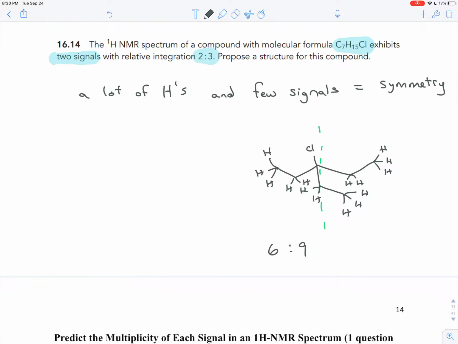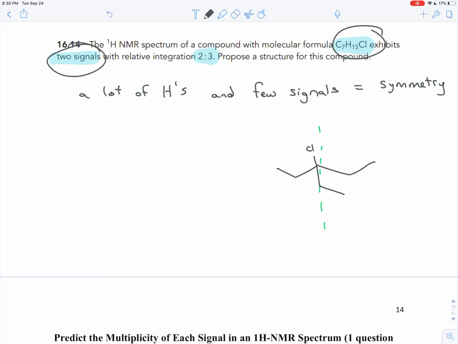And so you can simplify that. A ratio of 6 to 9 is the same as 2 to 3. If you divide both of these by 3, you get 2 to 3. So you can see that we have those 2 electronic environments and the ratio of hydrogens in them is 2 to 3. So in this one, there are two principles you really want to take away from this. The first principle, and the main one, is that whenever you have a lot of hydrogens and few signals, you must have symmetry.